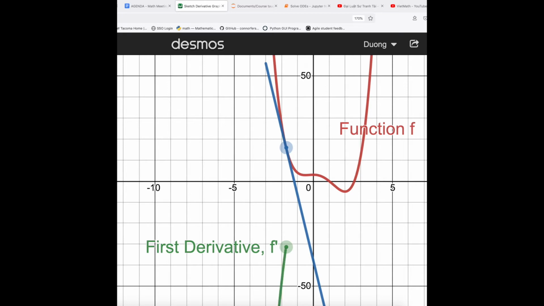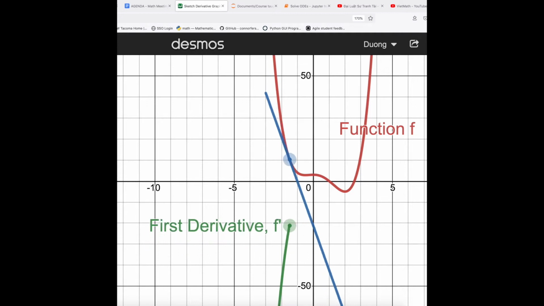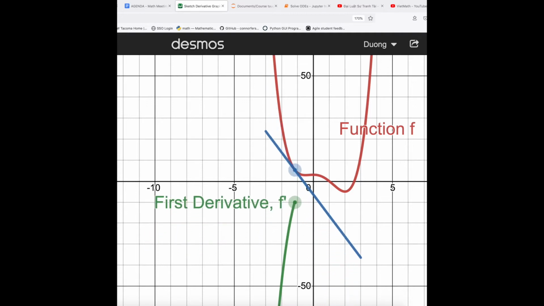Now, if we move the point to the right of the graph as x increases, what's going to happen? The slope of the tangent line flattens, and the first derivative function increases as x goes to the right. This makes sense because the slope started at a very steep negative slope and is now a less steep negative slope, so the first derivative values increase from big negative values to smaller negative values.